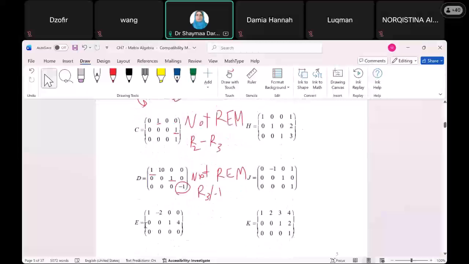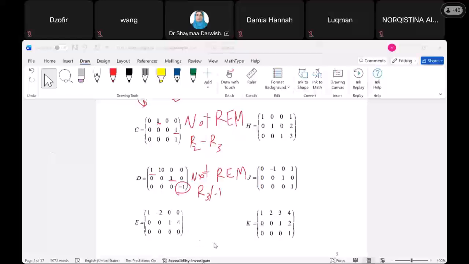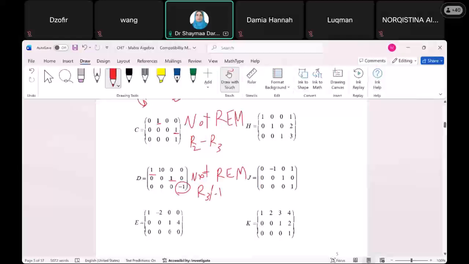Okay, E. Is it a row echelon matrix or not? 1, minus 2, 0, 0, 0, 0, 1, 4. Here all 0. Okay, this one, yes, row echelon matrix. The first non-zero number is 1. It comes to the right of the previous one. The row with 0 is below. So this is a row echelon matrix.